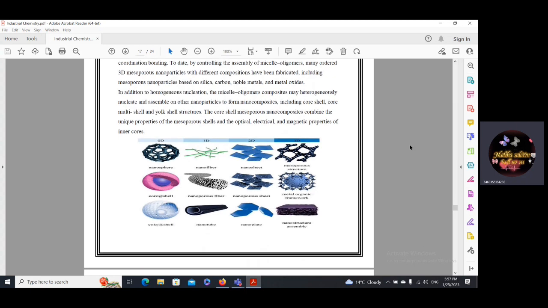Here are the examples of 0D, 1D, 2D, and 3D. 0D: nanosphere, core shells, yolk shells. 1D: nanofiber, nanoporous fibers, and nanotubes. 2D: nanosheets, nanoporous sheets, and nanoplates. And the 3D is mesoporous structure, metal organic framework, nanostructure assembly, liposomes, etc.